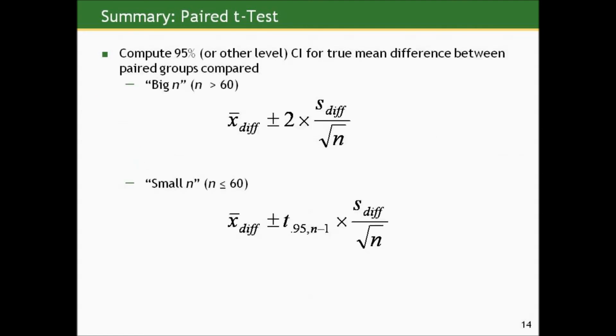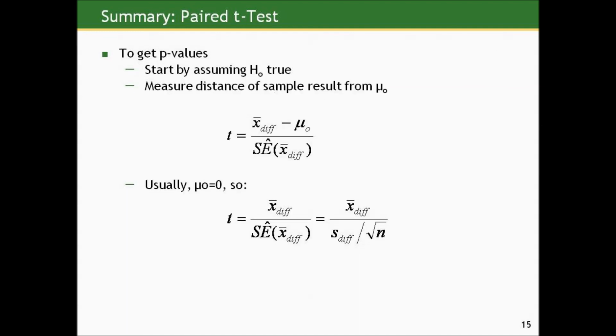We then compute a 95% or other level confidence interval for the true mean difference between the paired groups being compared. If we have a large n greater than 60, we take our sample mean plus or minus 2 estimated standard errors. If we have smaller n less than 60, we take our sample mean plus or minus slightly more than 2. Where we get that from is a t-table, or really the computer. And again, Stata will take care of the details for you. The point is we know what would happen under random sampling from sample to sample of the same size without having to do it ourselves. So we're exploiting that machinery.